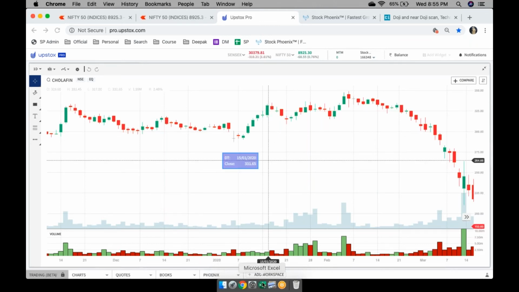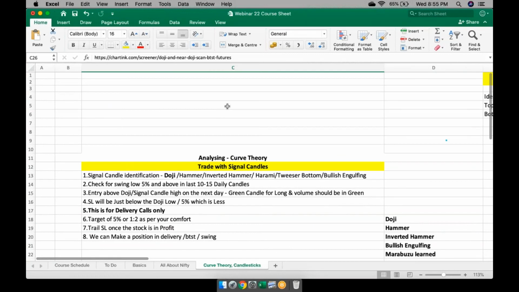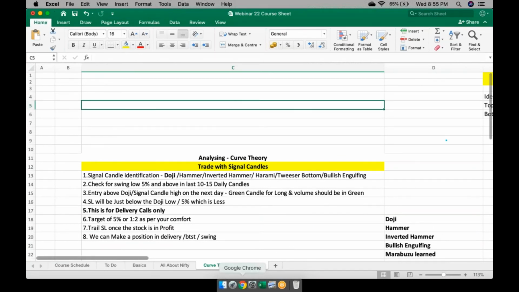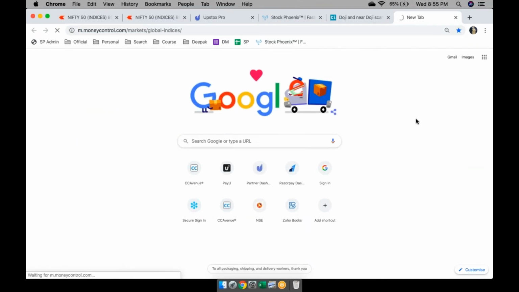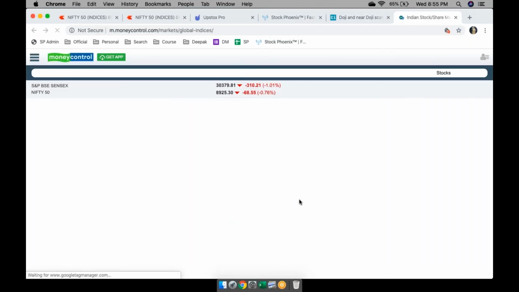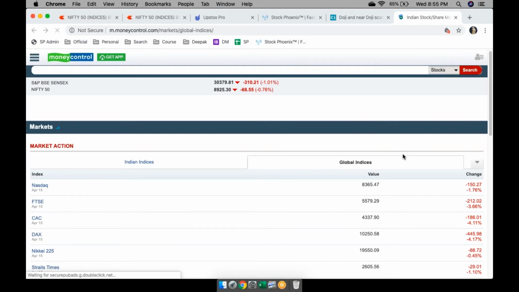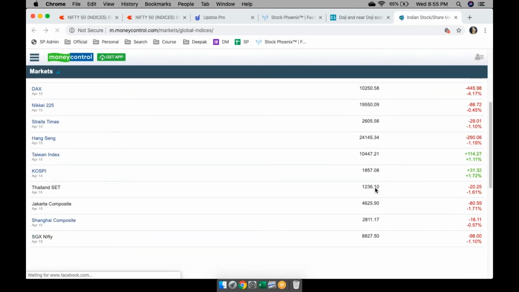Okay. So let me summarize. We have learned about curve theory. We have learned about money control. So let's see what is the situation of the global indices. It's 150 points negative, and SGX Nifty is again 98 points negative. Tomorrow we can see sideways or a negative momentum. So we cannot see a positive momentum in tomorrow's market.